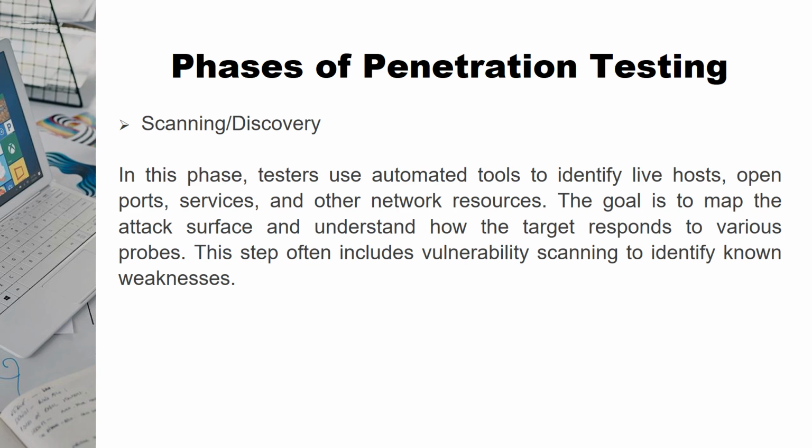Then there is scanning or discovery. After reconnaissance, the tester conducts scanning or discovery to map the target's attack surface. This involves using automated tools to identify live hosts, open ports, services, and other network resources. The tester may run port scans to see which services are accessible from the internet, or use network mapping tools to visualize the structure of the organization's infrastructure.